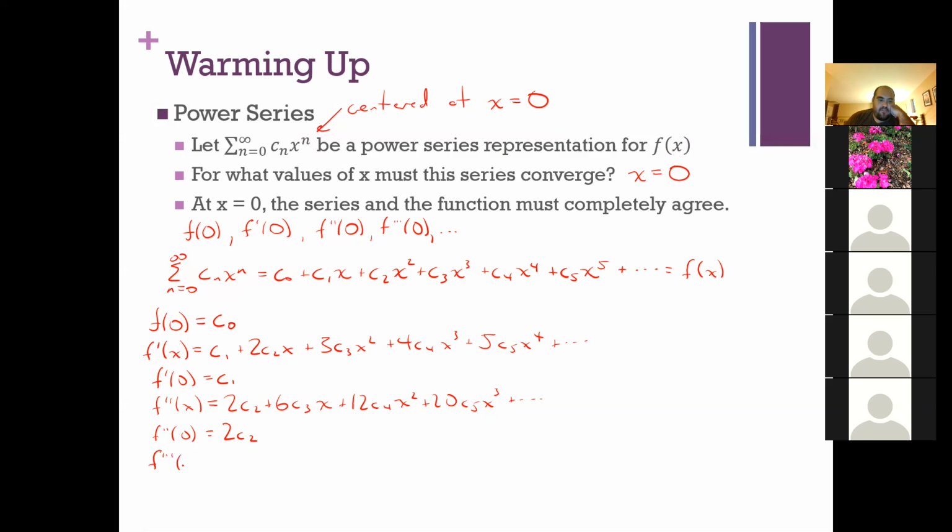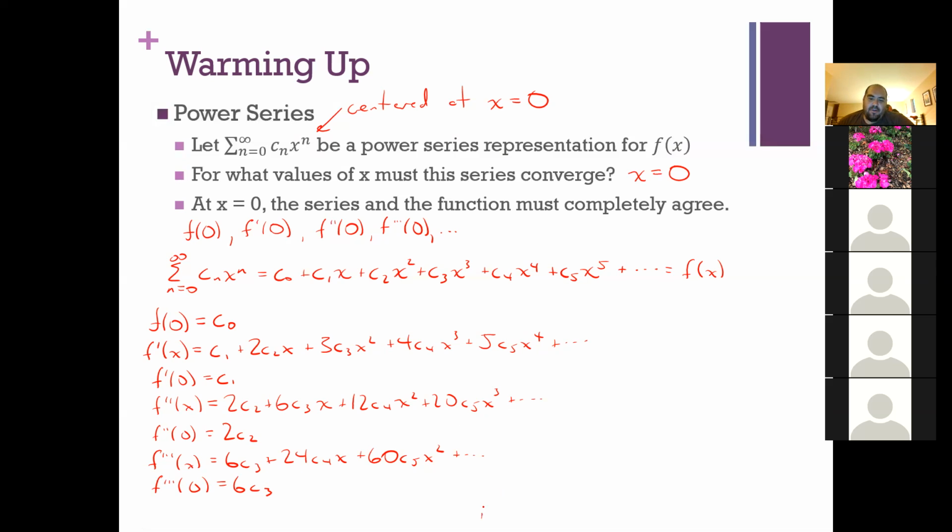Let's do one more derivative. F triple prime of x, I'm going to have 6c3 plus 24c4x plus 60c5x squared, and so on. Then if I evaluate that derivative at 0, the only term I'll have left is 6c sub 3.